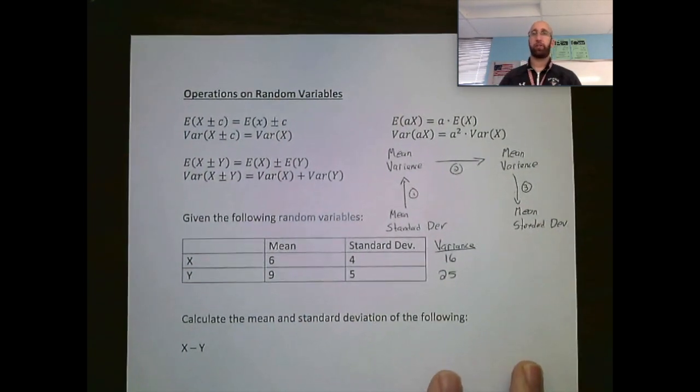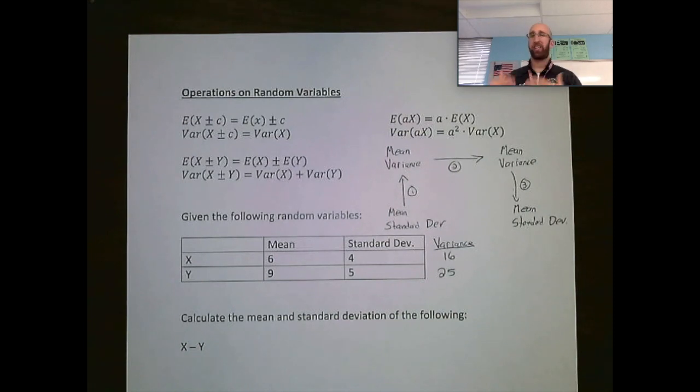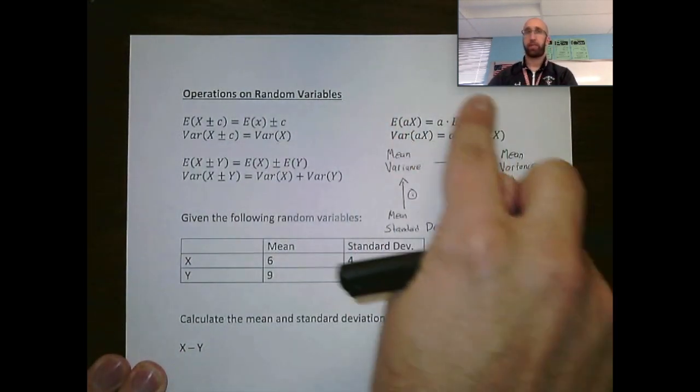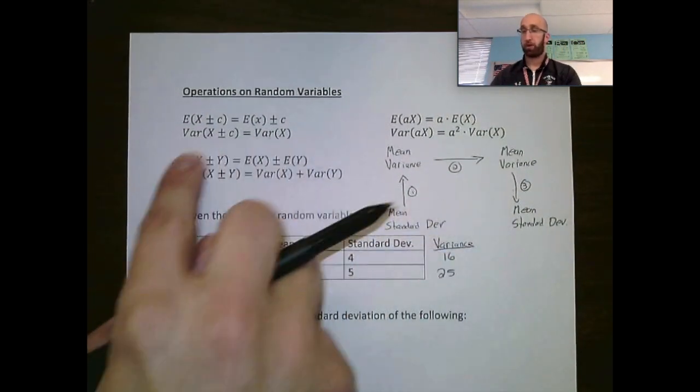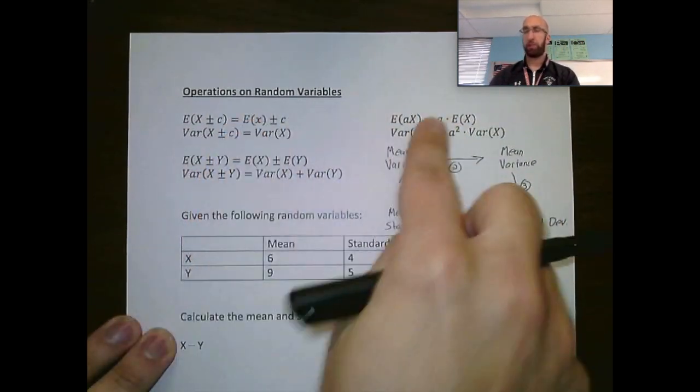Maybe you take that original random variable and you say, hey, let's change it and multiply everything by 2. So multiplying by some value. Or maybe you have two random variables and you want to combine them, either adding them together or subtracting them, which is what we talked about down here. So we have a little bit of shortcuts.